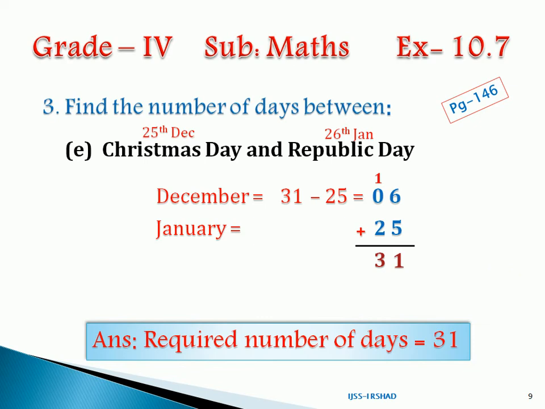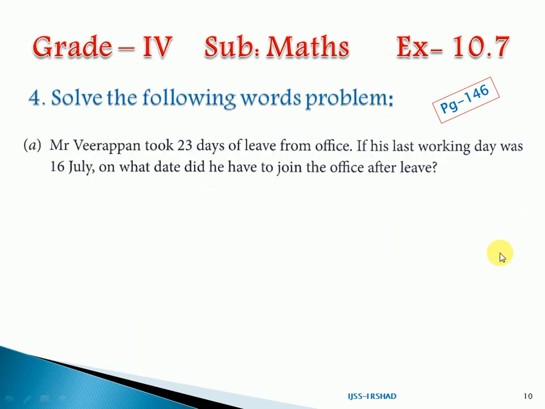Now we will move to question number 4. See question number 4, 4a. Mr. Virappan took 23 days of leave from office. If his last working day was 16 July, on what date did he have to join the office after leave? Means he has taken leave for 23 days, and his last working day was 16th of July. So on which date does he have to join after his leave?